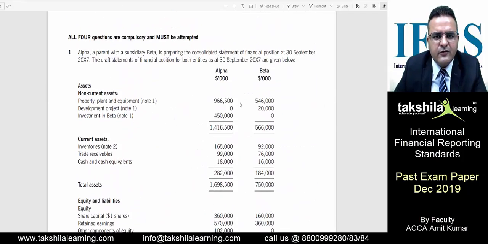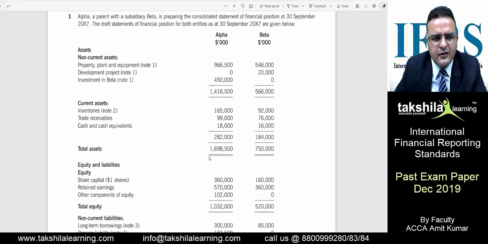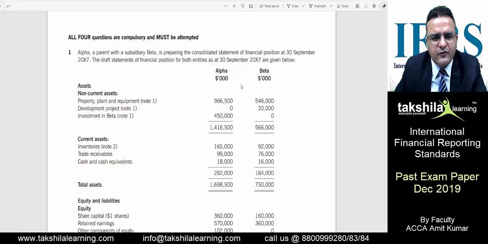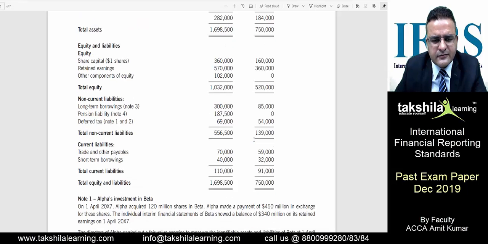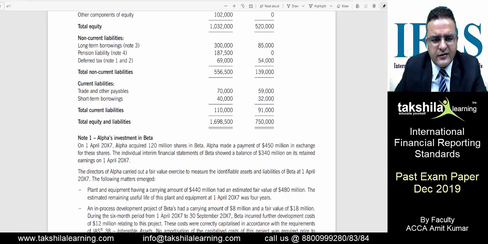So we are given the draft financial statements of Alpha and Beta. Beta is a subsidiary here, and we need to prepare financial statements at 30th September 20X7. We are given PPE, so there is a note 1 relating to it. There must be some fair value adjustments relating to it, and a development project. Then there is investment in Beta. We have invested 4,50,000. In investing 4,50,000, how many shares must we have acquired? There are 1,60,000 shares of Beta. Out of 1,60,000, we acquired 1,20,000 shares in Beta, and that too on 1st April 20X7.